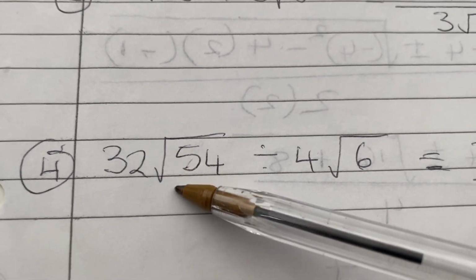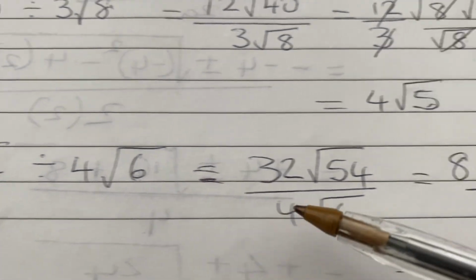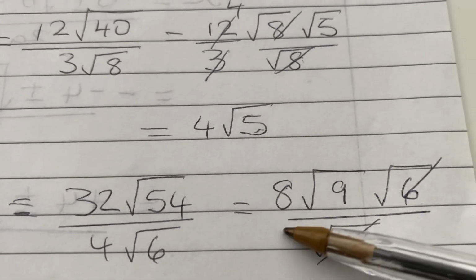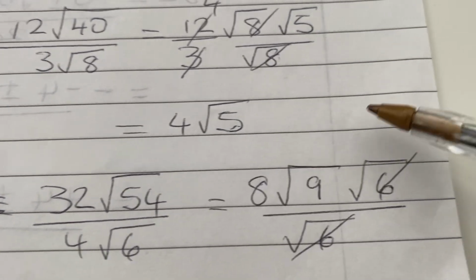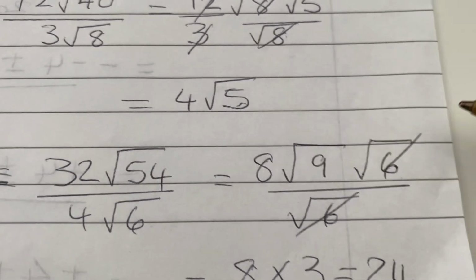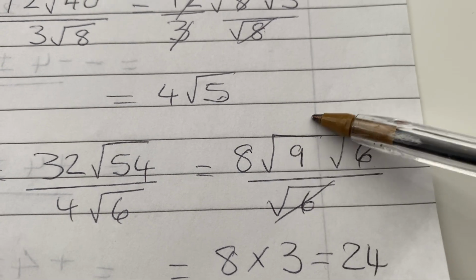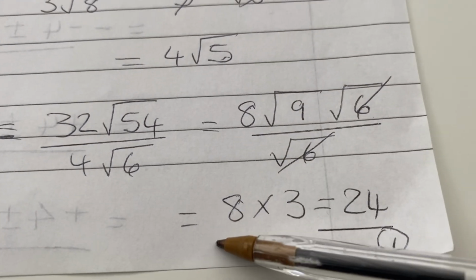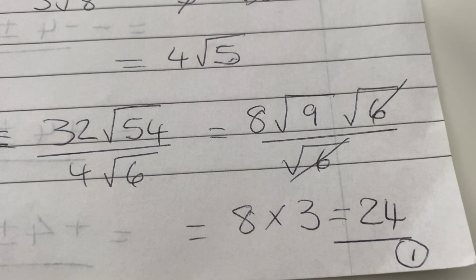8 root 54 divided by 4 root 6. Okay, so because of the root 6, I'm going to break root 54 down to root 9 root 6, so that I can cancel the root 6 out. Root 9 is 3, because 3 times 3 is 9. 8 times 3 is 24, so my answer will be 24.